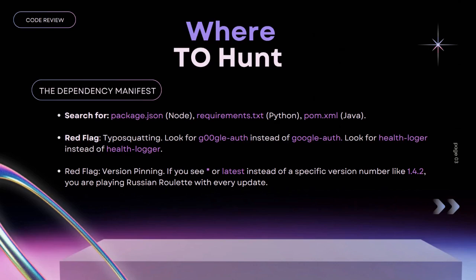If you see a manifest full of pinned and verified versions and a corresponding lock file, the developer is in control. If it is a mess of unknown packages and outdated versions, the front door is wide open for a supply chain attack.